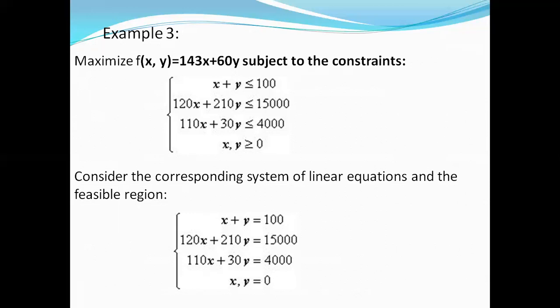Considering the corresponding system of linear equations, upon equating, x plus y equals 100, the second equation 120x plus 210y equals 15,000, and 110x plus 30y equals 4,000, with x comma y equal to 0. So we are only considering the equating strategy. Before, we considered minimization, in the second case maximization, and in the third way, for the maximization strategy, we are doing the maximum constraint with respect to an equating strategy.